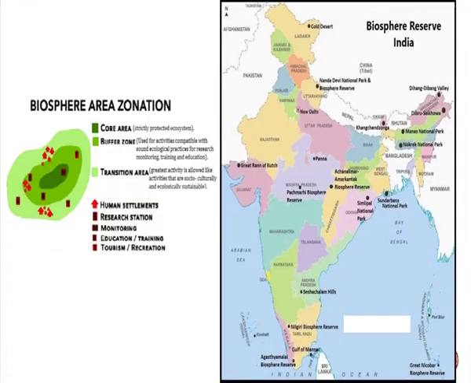As you can see in the diagram, the zonation is like this: we have the core area, which is a strictly protected ecosystem. We have the buffer zone, which is used for activities compatible with sound ecological practices for research, monitoring, training and education. Then we have the transition area, where the greatest activity is allowed, activities that are socially, culturally and ecologically viable. We also have human settlements, research stations, monitoring, education and training, and also tourism and recreation.